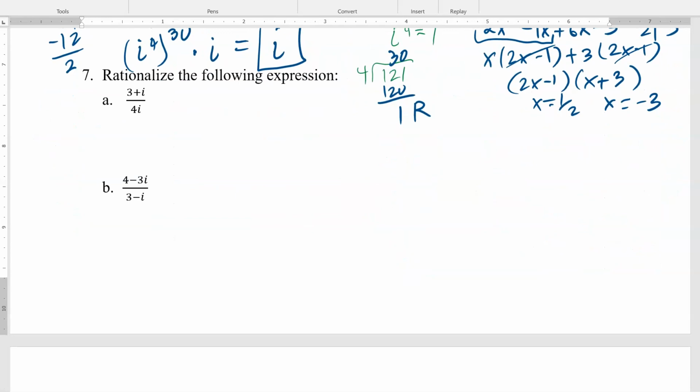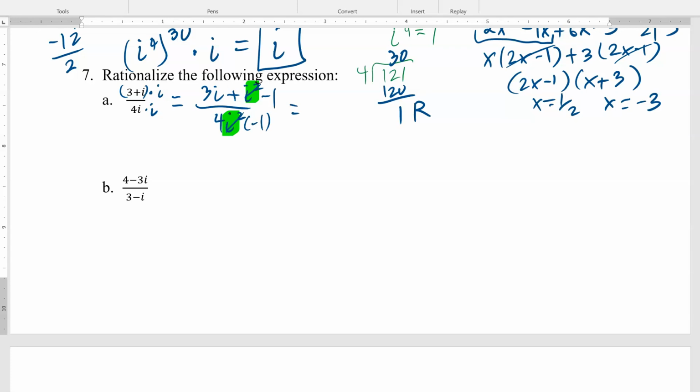How do I rationalize this? Well, the easiest way is that if I just have an i being multiplied on the bottom, I can multiply the top and the bottom by i. The i on the top distributes, making that 3i plus i squared. On the bottom would become 4i squared. This is not a complete answer, because what? i squared is the same thing as negative 1.